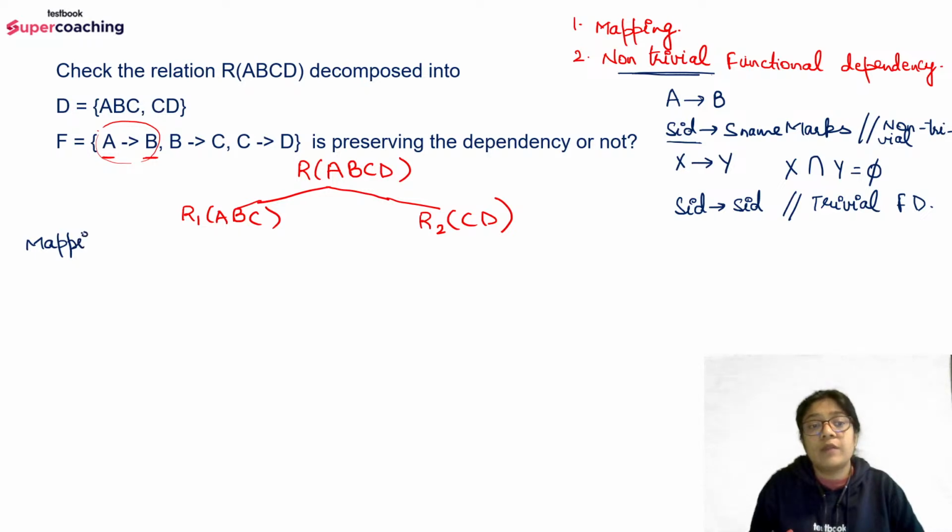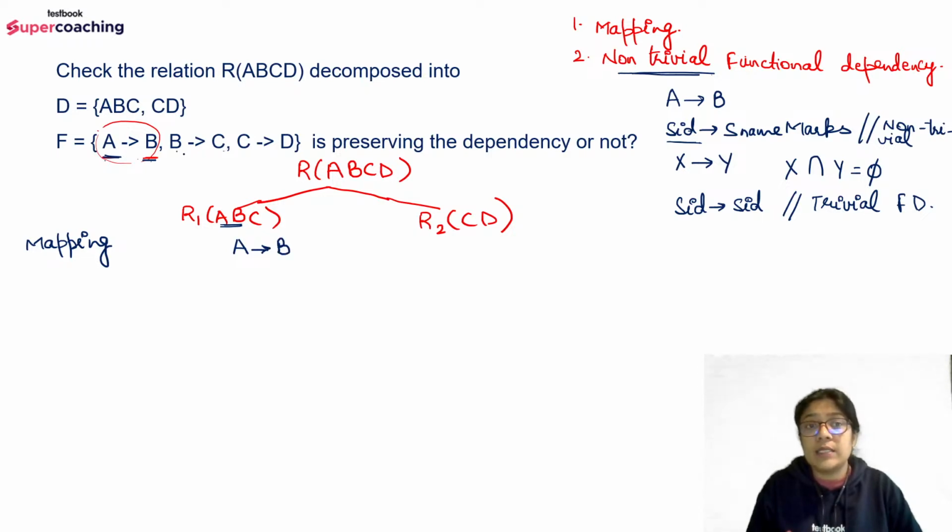क्या मैप करवाना है? फंक्शनल डिपेंडेंसीज. तो गो टू द फंक्शनल डिपेंडेंसी सेट. इसमें पहली डिपेंडेंसी आ रही है A determines B. In this functional dependency there are two attributes used, A and B. अब ये जो आपके पास decomposed relations है, इनमें देखो AB कहाँ पे आ रहा है? Relation R1 में we are getting AB. That means first functional dependency is preserved by this relation.